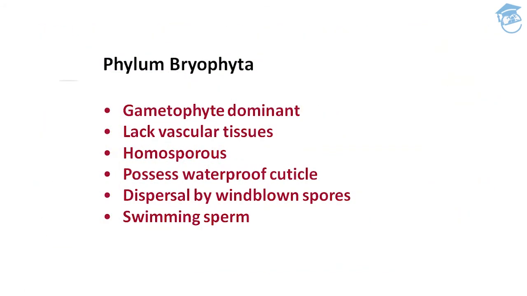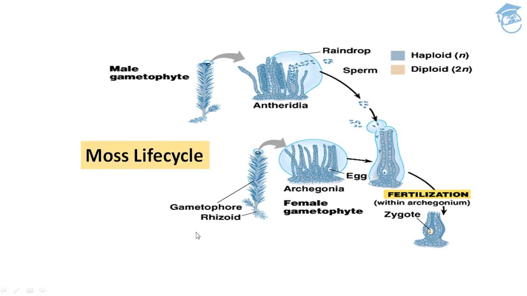So in phylum Bryophyta, you can say that the gametophyte is dominant instead of the sporophyte. They lack vascular tissue. They are non-vascular plants. They are homosporous. They possess a waterproof cuticle. Dispersal is by wind-blown spores, and swimming sperm is seen in Bryophyta. Now we'll talk about the moss life cycle, students. Bryophyta in general are of little economic importance, but some mosses provide food for herbivorous mammals, birds and other animals. Okay, now we'll talk about the moss life cycle.